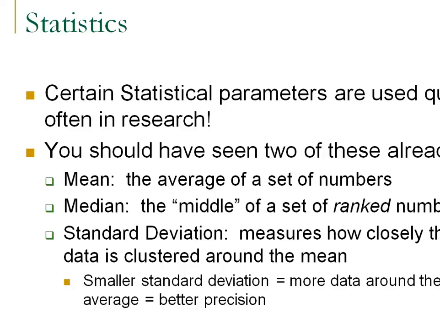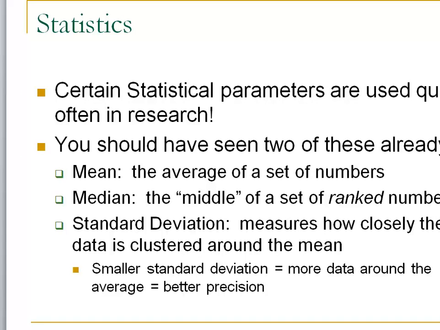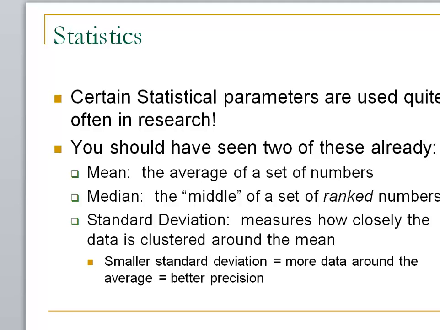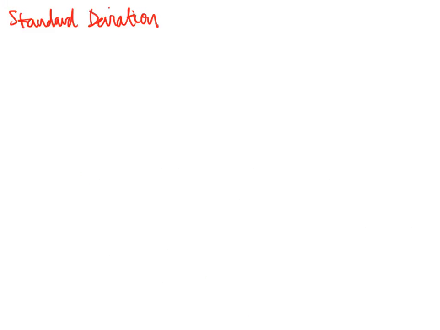So on to our next calculation. And this calculation is going to be standard deviation. So if I look at standard deviation, it says it measures how closely the data is clustered around the mean. Smaller standard deviation, more data around the average, means better precision. All right, so let's look at standard deviation and really talk about what it's trying to tell us.